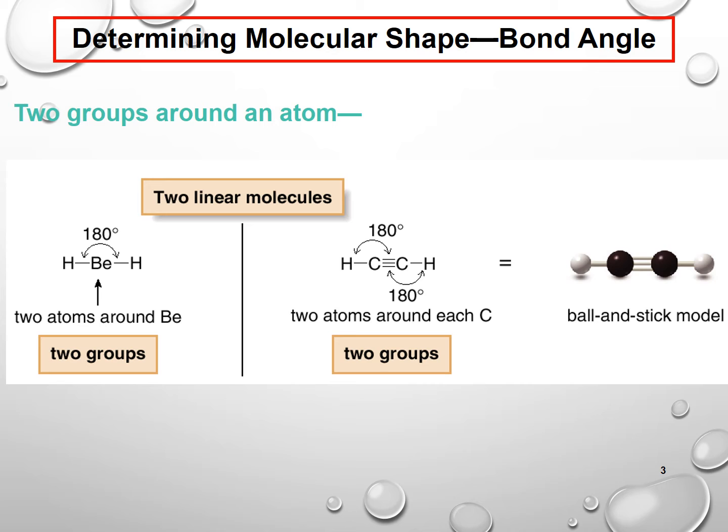This is the example for the two groups around the atom. So bila the atom ni dikelilingi oleh dua group, for example this beryllium, dia ada dua group of H attached with this beryllium, so dia akan membentuk linear structure, linear angle lah. So the angle is 180 degree.